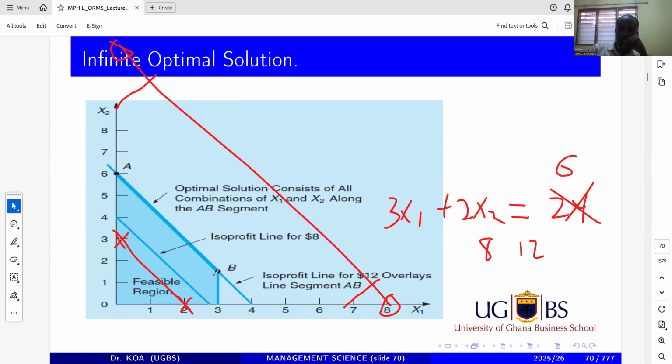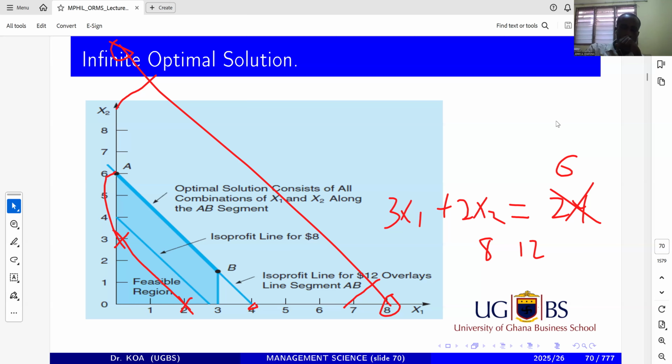That immediately should tell you that we are dealing with a multiple optimal solution. That's a clue. If you double this 2, you'll get to the 4. And if you double the 3, you get to the 6. So that means that they are parallel. And the moment you get that parallelism, it means that you are dealing with infinite optimal solution, the same as alternate optimal solution or multiple optimal solution. Okay. Any question on that?